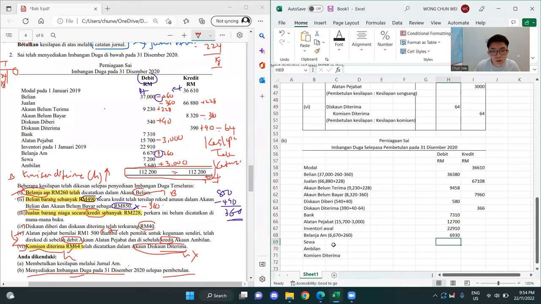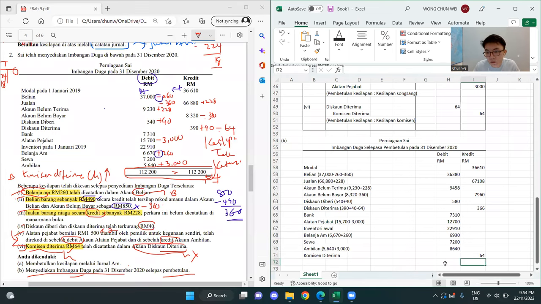Then your saver. Does this saver got changes now? No changes, right? So shall we put 7,200, and then your ambilan is 5,640 plus 3,000. Then you get the figure 8640. Lastly, your commission determiner, it is a hasil, so it is on the credit side, 64.